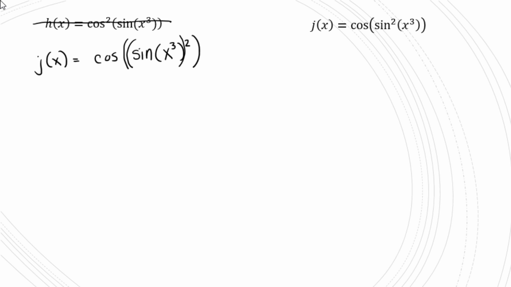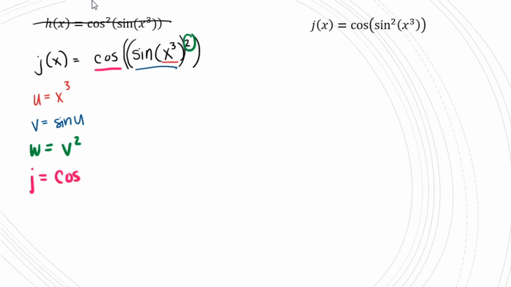Let's define our variables. Innermost in this hot, hot mess, u is x cubed. Next is a sine. V is sine of u. Next is a square. W is v squared. And finally, we have a cosine, and we're up to our answer. Cosine w.